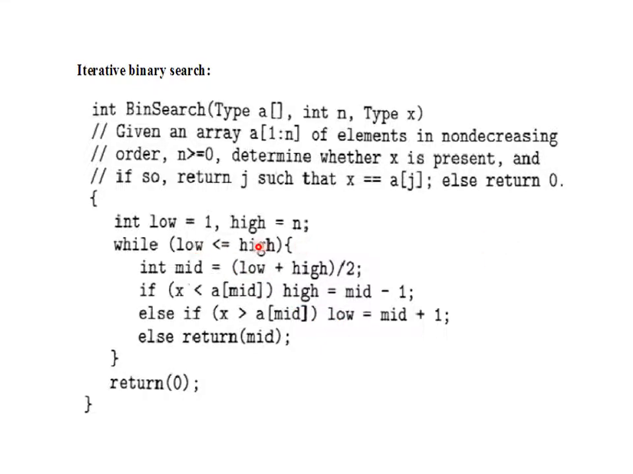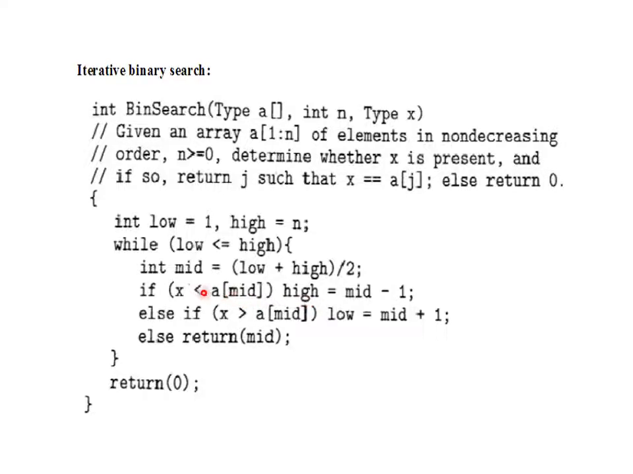Whenever this condition is true, low is 1, high is 8, assume that n is equal to 8, so low is less than or equal to high, this condition is true. Find the mid value. What is that? Low plus high divided by 2, so 1 plus 8 divided by 2, that is 9 by 2, is equal to 4. Then what we are doing: if x is less than a of mid, where a of mid is the item stored at that position.